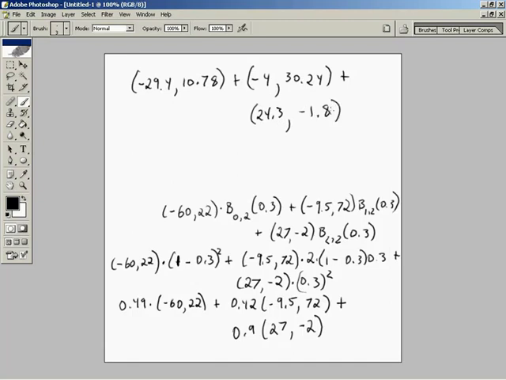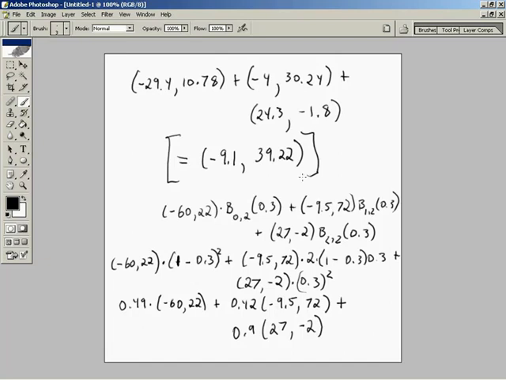So finally, once we have all these points, we simply add them together. Okay. So that's negative 29.4 plus negative 4 plus 24.3, and that's going to give us negative 9.1. So the final answer is going to be negative 9.1, comma, and then 10.78 plus 30.24 plus negative 1.8. So that gives us 39.22. So the final answer is negative 9.1, comma, 39.22.